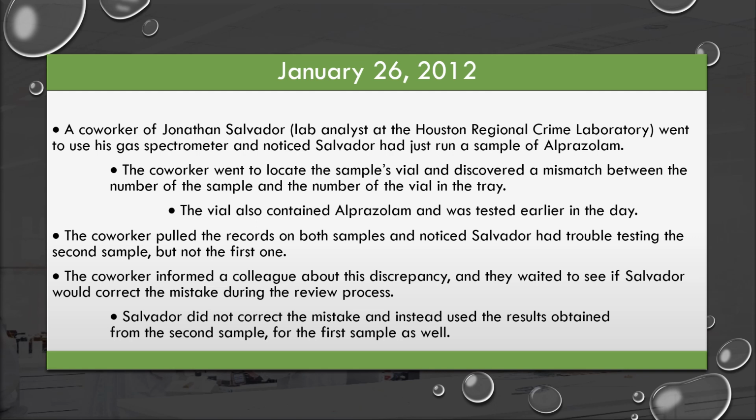That coworker then decided to pull the records on both of those samples that were tested and noticed that Salvador had trouble testing the second sample, but not the first one. And so that coworker informed a colleague about this, and they decided to wait to see if Salvador would correct that mistake during their review process. However, Salvador did not correct it. Instead, he used the results obtained from the second sample for the first sample as well.